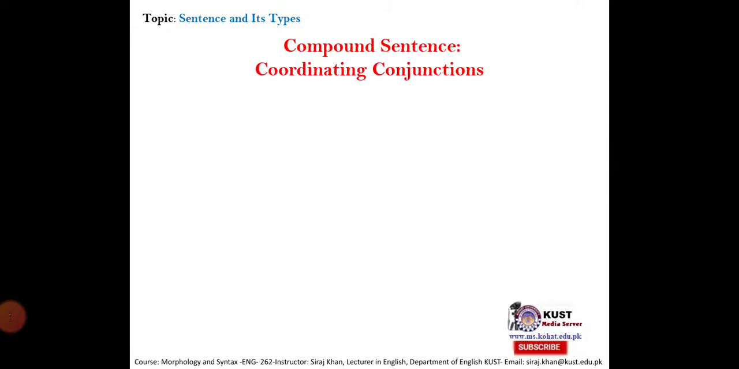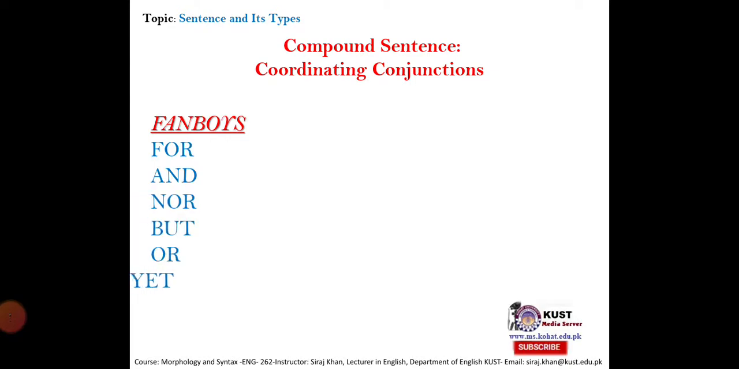Compound sentence, coordinating conjunctions, we are having a formula for that, that is FANBOYS. Fa for, a for and, n for nor, b for but, o for or, y for yet, and s for so. These are coordinating conjunctions that can make us compound sentences.